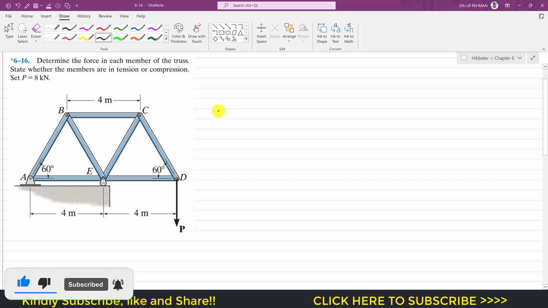Now we are going to solve this problem from chapter 6, which says: determine the force in each member of the truss, state whether the members are in tension or compression, set P equals 8 kilonewton. So this P is equal to 8 kilonewton. We need to determine the force in each member of this truss.